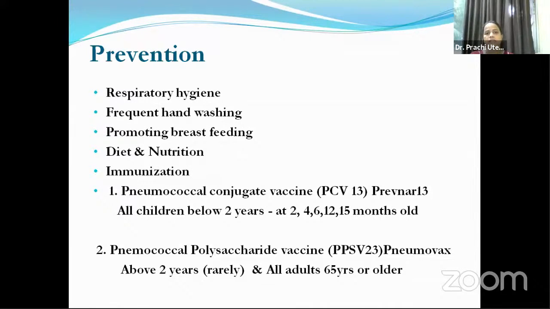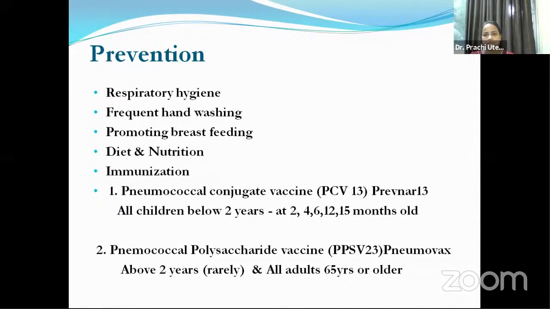Immunization. In pneumonia, mostly it has been said that the influenza vaccine is given beyond 6 months of age, and this is a routine practice. Actually, it should be given. The pediatrician should give it. But for immunization, whatever is mentioned in the immunization schedule, there are two vaccines: pneumococcal conjugate vaccine and pneumococcal polysaccharide vaccine. So PCV13 and PPSV23.